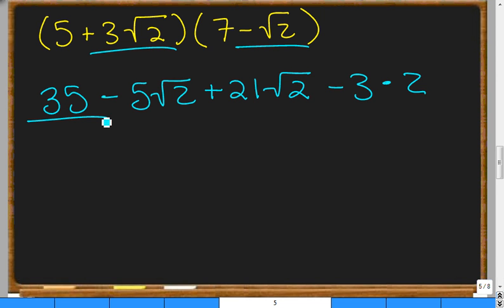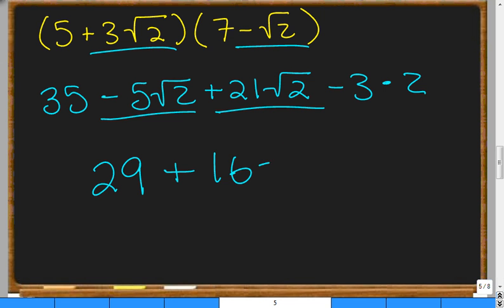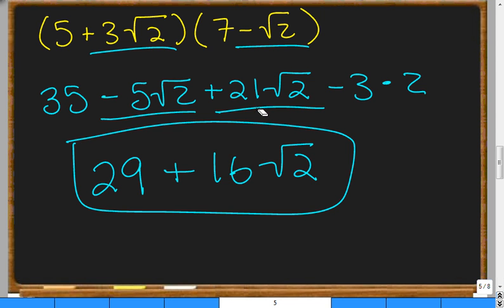So I've got 35. I can't combine them with any of these square roots of 2 stuff because I'm not talking about square roots of 2 with 35. And I have this minus 6. So these two combine to make 29. I then have minus 5 square root of 2 plus 21 square root of 2. So this is plus 16 times the square root of 2. So that would be a fully simplified way of writing this out.